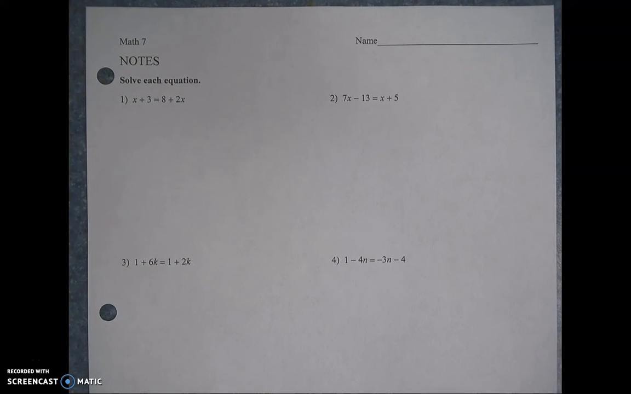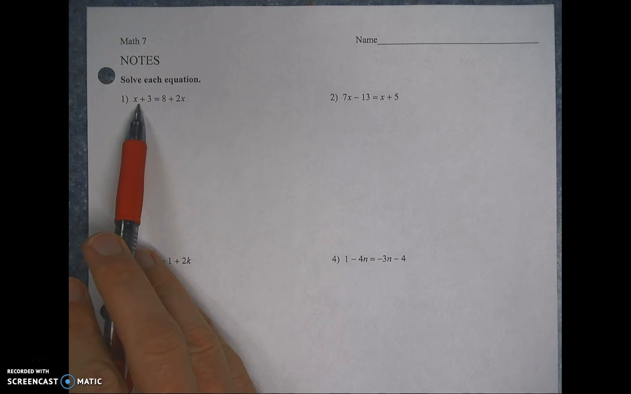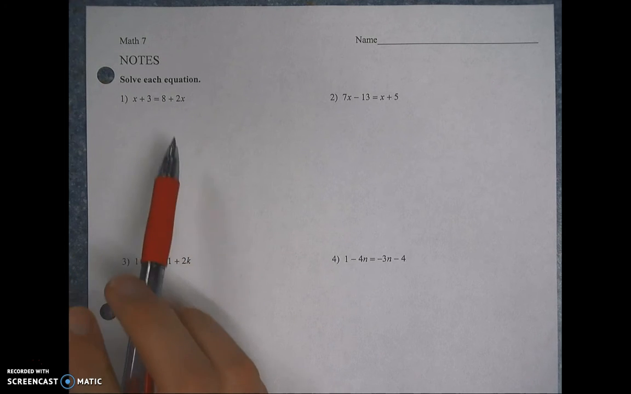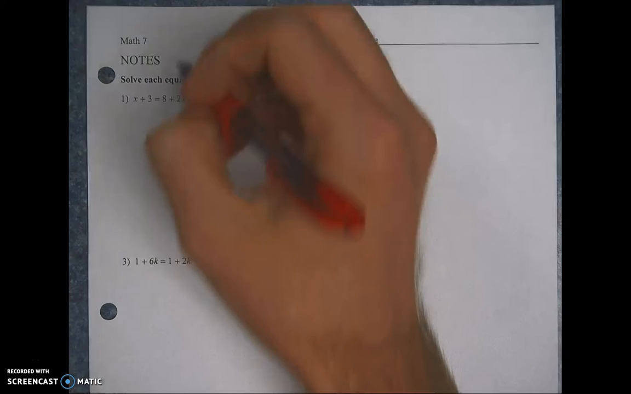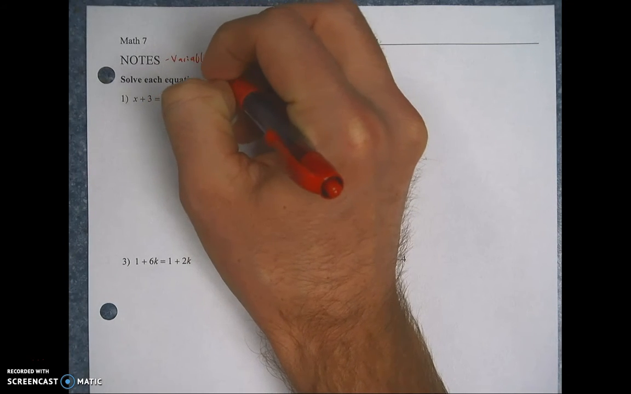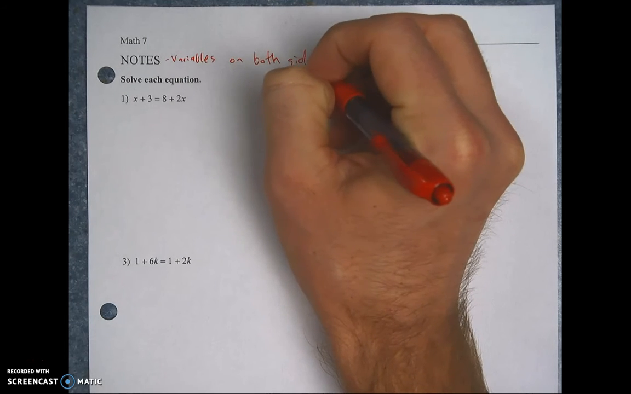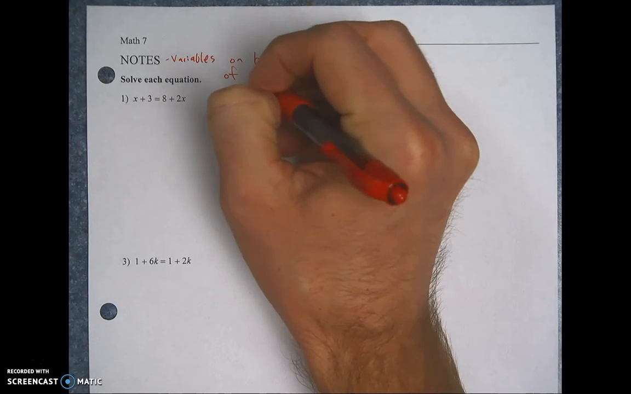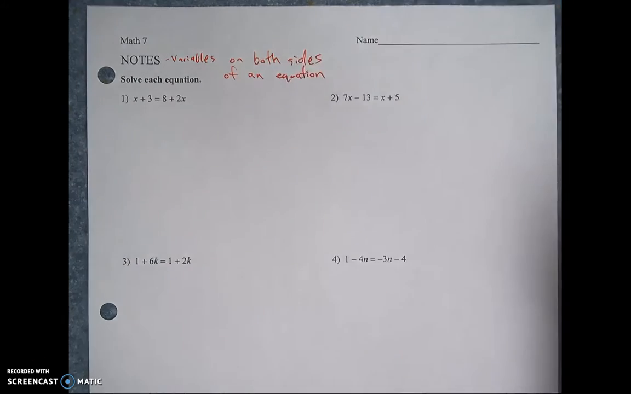Alright, today we're going to be looking at equations where all of a sudden now we have variables like an x on both sides of the equal sign, or both sides of the equation. And how do we handle that? So today's notes are about variables on both sides of the equation. So how do we handle this?